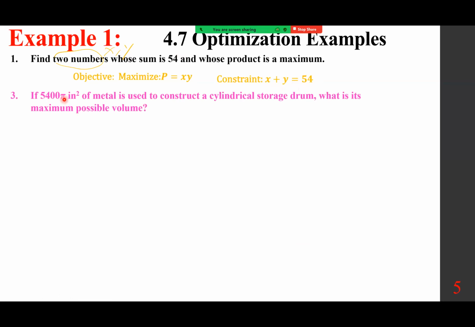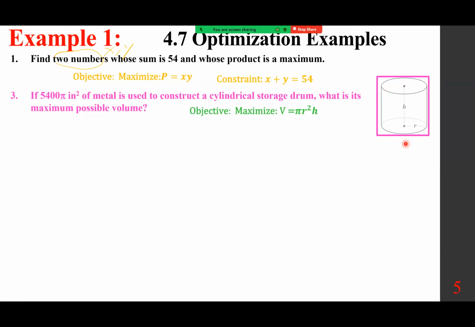If 5400 pi square inches of metal is used to construct a cylindrical storage drum, what is the maximum possible volume? We need a piece of information from geometry. So here's a cylindrical shape. We want to maximize the volume. The formula is pi r squared h.